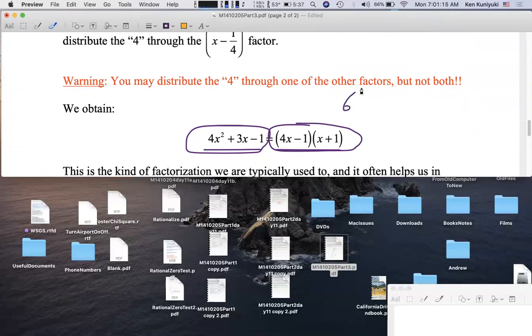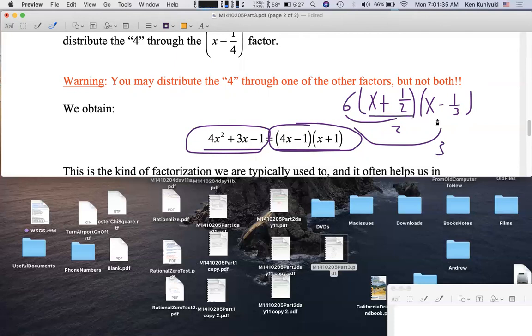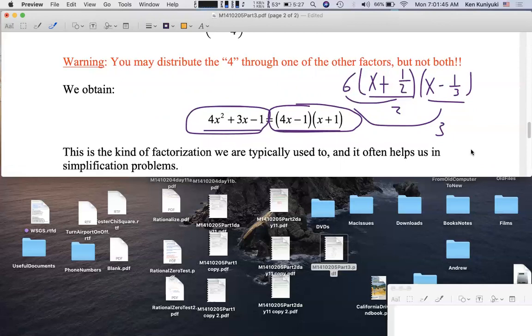Bear in mind, if you have something like this, where you have a 6 on the outside, and let's say x plus 1/2 over here, and x minus 1/3 over here, let's say you got negative 1/2 and positive 1/3 as your zeros, then you have to be a bit more creative. Then you can split the 6 as 2 times 3. The 2 goes through here, the 3 goes through here. But you can get factors over Z. So you can use the QF to factor QTs. You don't have to guess. You just have to be a little clever sometimes.